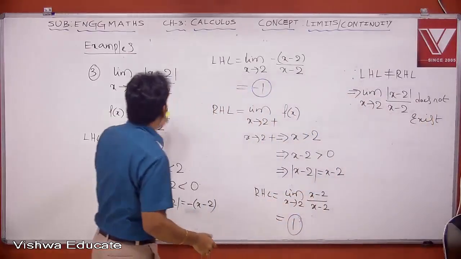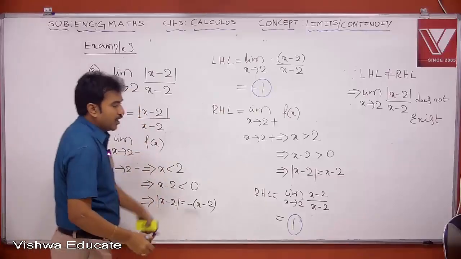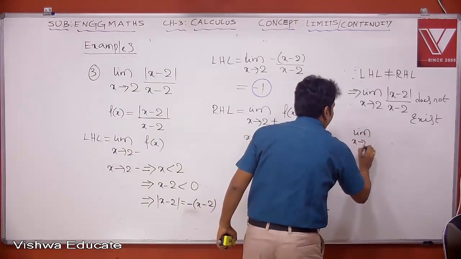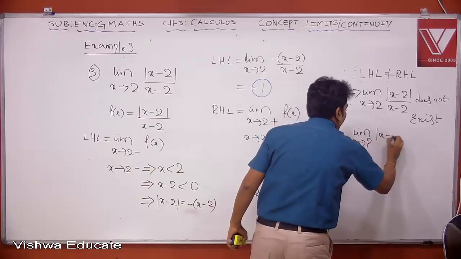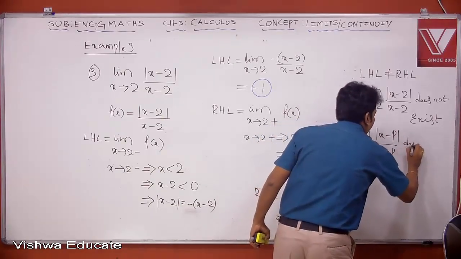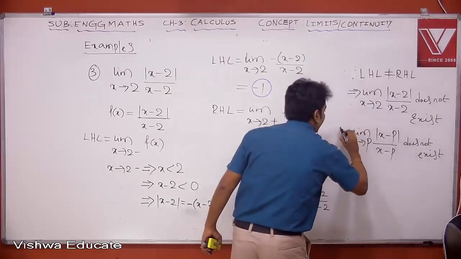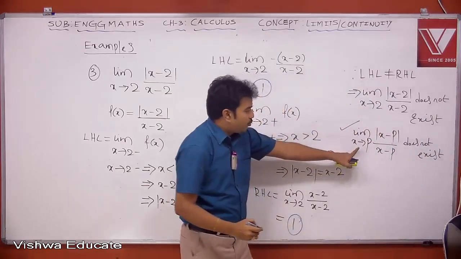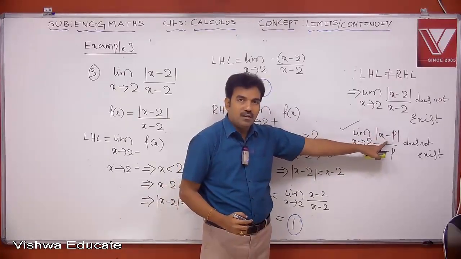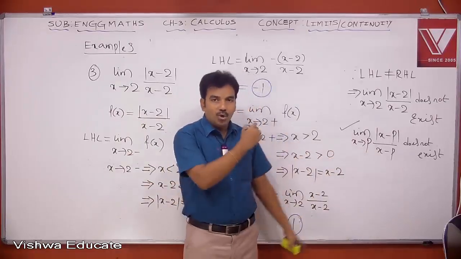When you generalize this, here I have the number 2, and 2 here. So in general, limit as x tends to p, where p is a general real number, of modulus of x minus p by x minus p does not exist. This is true for all real numbers p. So this is one important note. Basically this is a particular case of this. Okay, note down this example.